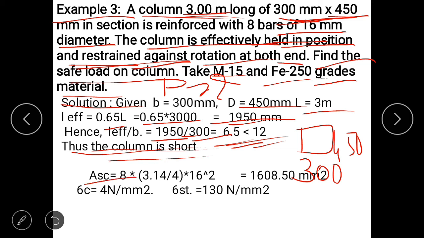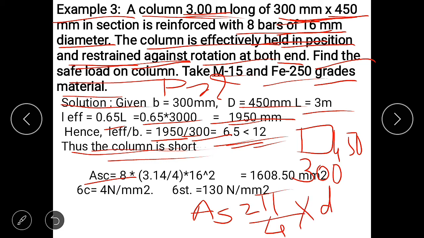And we have to find ASC. ASC means area of steel bars in the concrete column. Here 8 bars of 16 mm diameter are given. So how do we find ASC? Pi by 4 into d square into the number of bars, 8. So 8 bars of pi by 4 into d square, where d is 16. The answer of ASC, area of bar, is 1608.50 mm square.